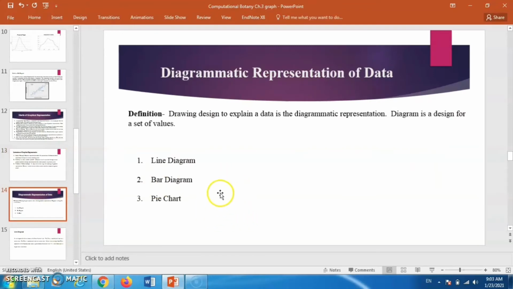Then diagrammatic representation of data. Let us see the definition of it. Drawing designed to explain data is the diagrammatic representation. A diagram is a design for a set of values. In this chapter, we are going to see three types of diagrammatic representation of data. Number 1, line diagram. Number 2, bar diagram. Number 3, pie chart.